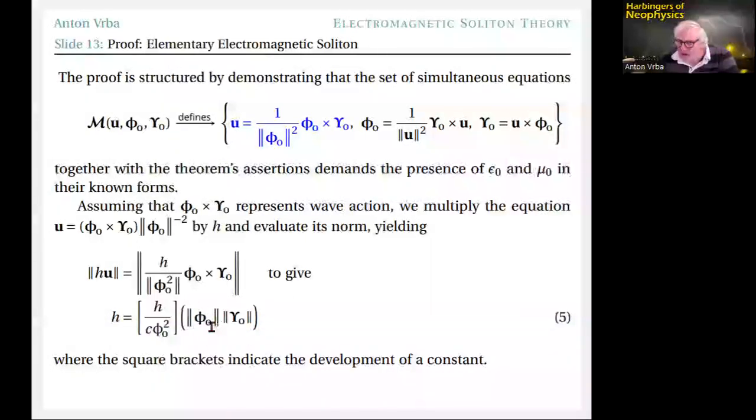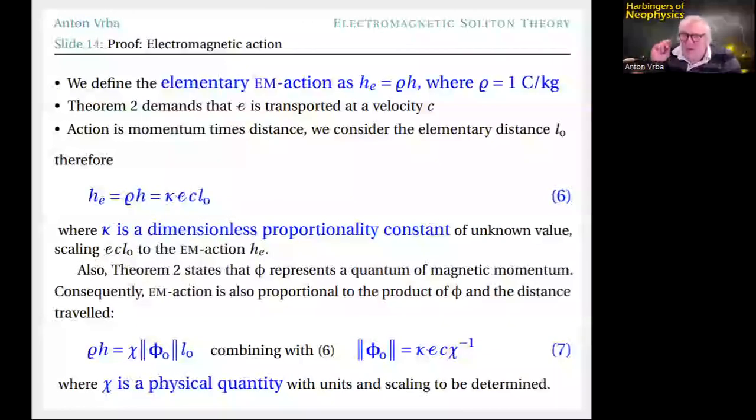These two I don't want to touch at the moment. And the square bracket that I use here is an indication I'm developing a constant. So now I define an elementary electromagnetic action, H sub E, which equals rho H, where rho is simply 1 coulomb per kilogram. Theorem 2 demands that E is transported at a velocity c. Action is momentum times distance. We consider the elementary distance L_O.